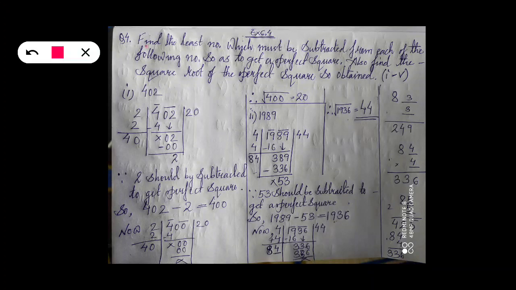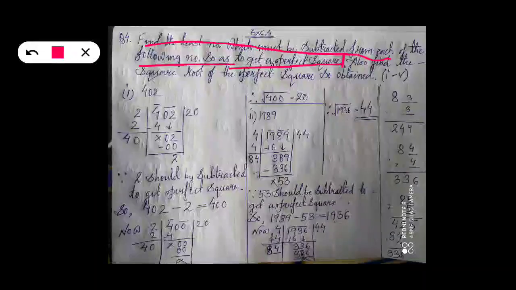Okay, let's read the question. Find the least number which must be subtracted from each of the following numbers so as to get a perfect square. First, you will have to understand till here. Okay, I'll try to make you understand in the easiest way, okay?